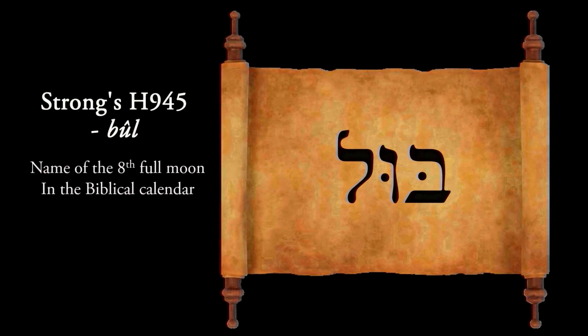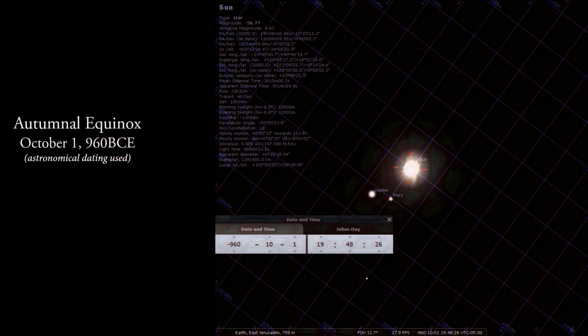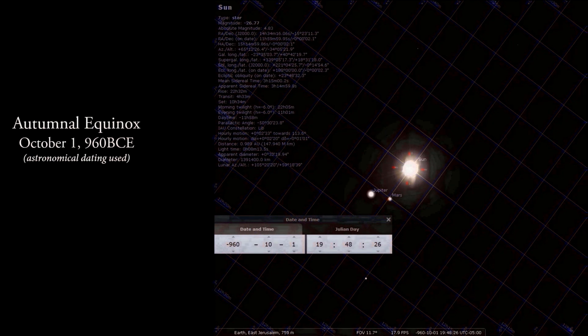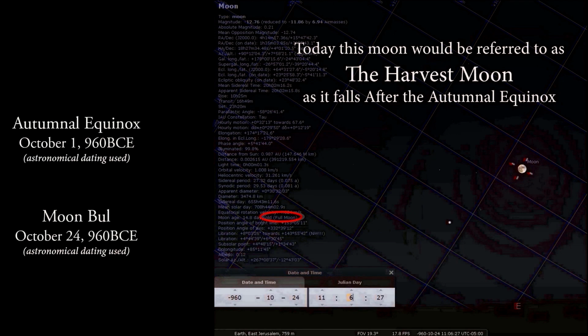It is the name for the full moon Bul, which means increased produce. Strong's definition states this Bul is related to the 8th Hebrew month, corresponding to modern October, November. This full moon falls after the autumnal equinox because of the increase in produce. We can see these events and on what day they fell. Here you have the full moon, and here's the date: October 24th, 960. I'm using astronomical dating here.